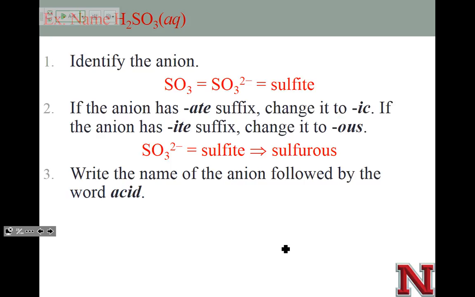There's not really a lot of rules for that necessarily, but it's usually written in the way that it sounds better, so hence sulfurous and not sulfus. So notice the ur from sulfur is kept. Then we have to put acid at the end, sulfurous acid. So we know if we see sulfurous acid that we started with the ite.